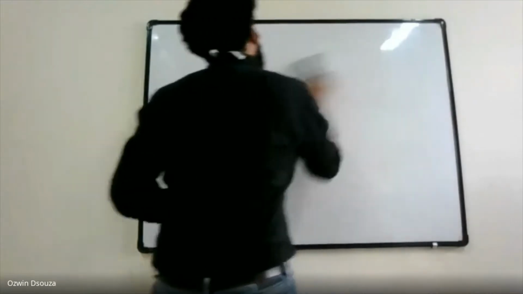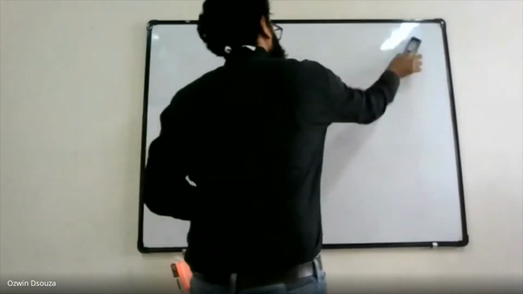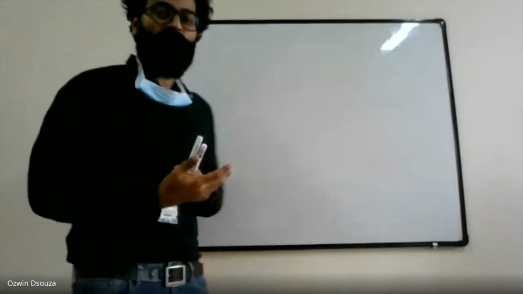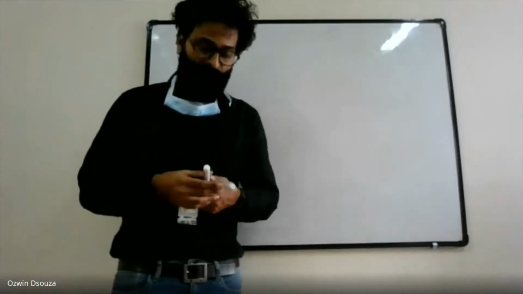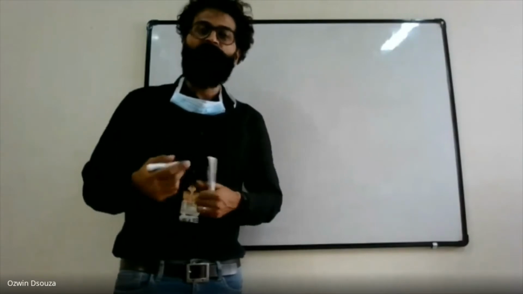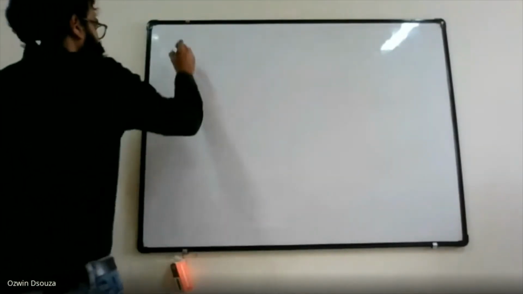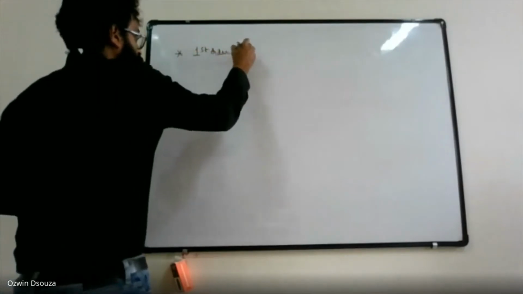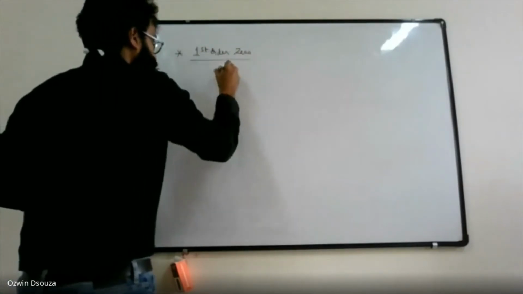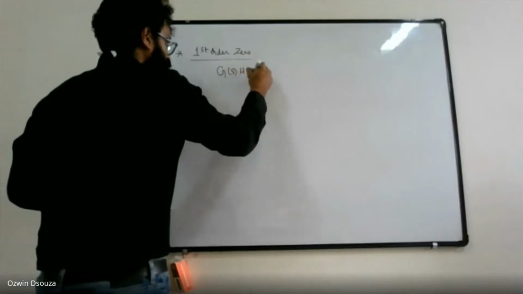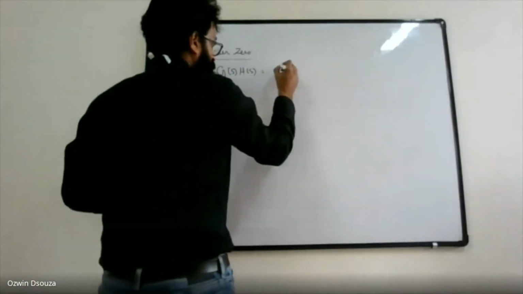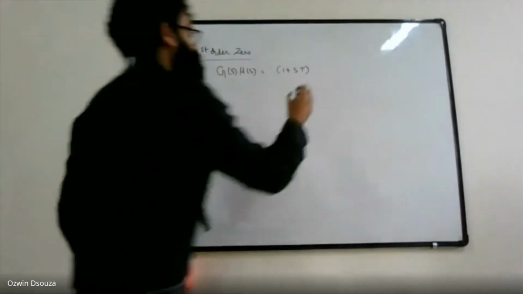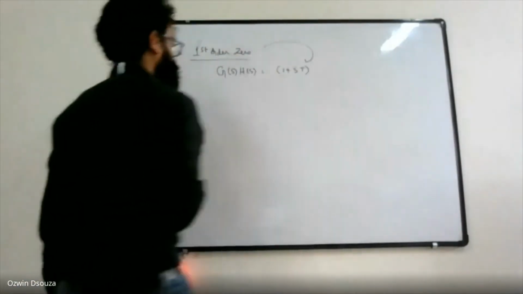Now, in a similar way, you can evaluate the slope contribution and the angle contribution of the first order zero. Let's say you have a first order zero. Let's say g of s into h of s is equal to 1 plus s t. So this is your zero. This is called a first order zero.